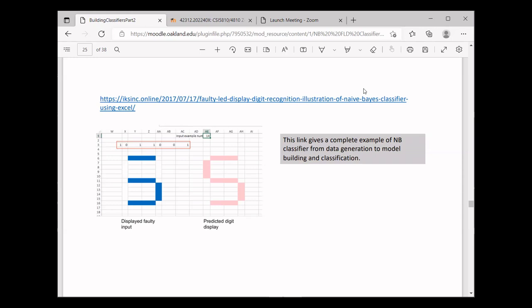So this blog post takes you through all these steps of designing a Bayesian classifier: generating data through simulation, calculating conditional probabilities, working with the test data, and doing the classification. I strongly recommend that you take a look at that and go over it.